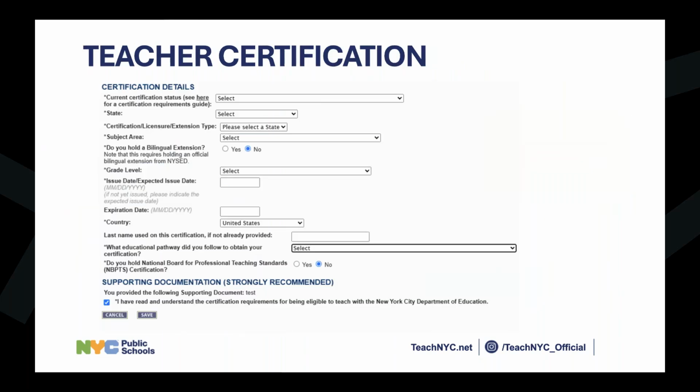For each certification or extension that you hold, you'll be asked to input the following information: certification status, certification type, subject area, grade level, certification issue date or expected issue date, and your educational pathway to certification. So did you attend a traditional teacher preparation program? Did you participate in a certification program like New York City Teaching Fellows? Likely not relevant to those of you on the call. Note that you need to enter this information for each certification and extension that you hold or expect to have by September.